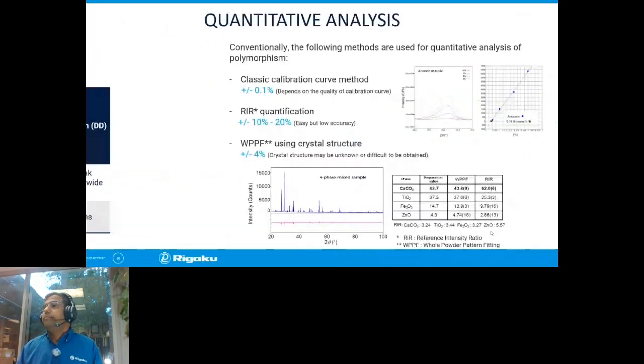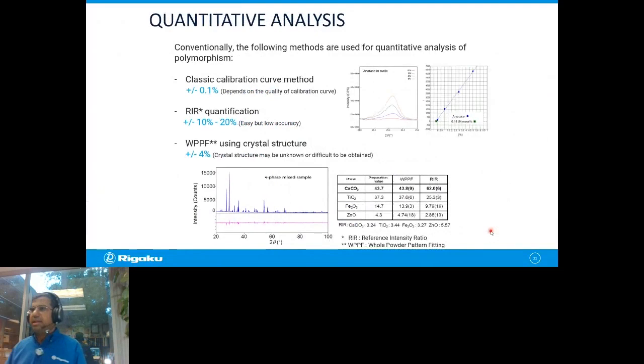So if I go into the quantitative analysis in a little detail, the classic calibration curves are good up to 0.1%, but it depends on the quality of the calibration curve. So once you have 2, 3 known, you can create a calibration curve. And in that calibration curve, you can put your unknown, and it will spit out what is that unknown amount, because it is on the calibration line. The RIR quantification is easy, but low accuracy, because they don't account for any preferred orientation at times, and they are based on single peak integrated intensity.